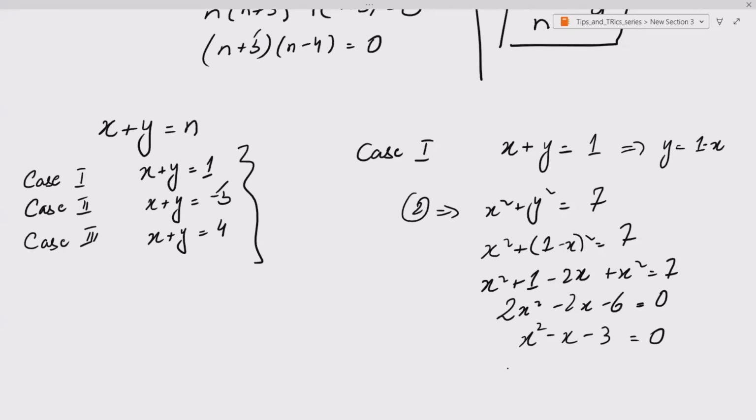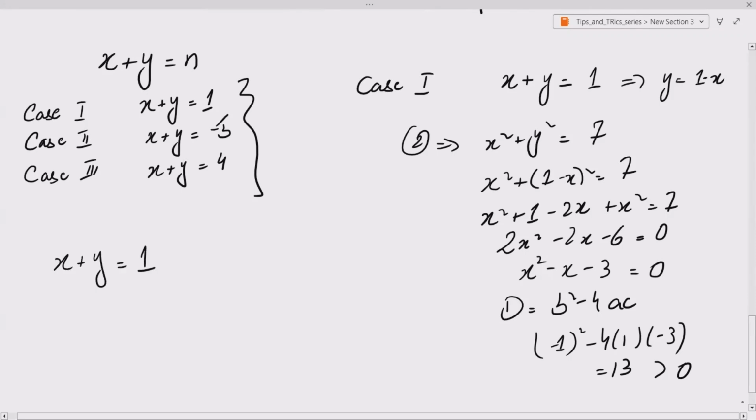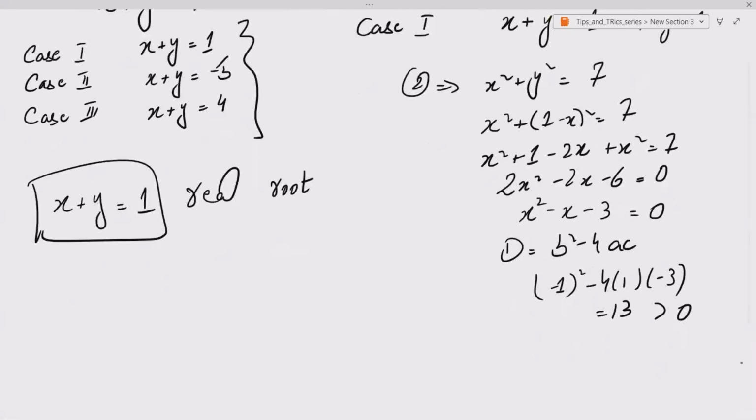So take the determinant, which is b square minus 4ac, which tells us whether the roots are real or not. So we have minus 1 square minus 4 times 1 times minus 3. So we got 13, greater than 0. It means x plus y equals 1 gives real roots, right? So let's see the other cases as well.